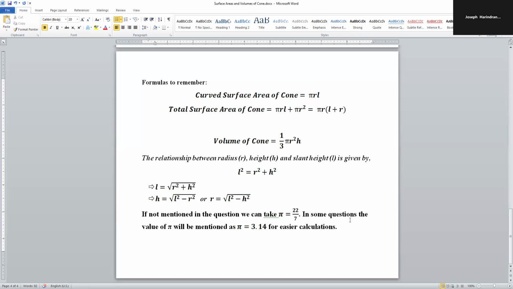But in some questions, the value of pi will be mentioned as pi is equal to 3.14, which again is also an approximation because pi is an irrational number. It goes on and on, its decimal expansion, randomly. It doesn't terminate. So we take only up to 2 decimal places as an approximation for easier calculations. Hence, we have now covered the concepts. Now let us move on to the textbook.